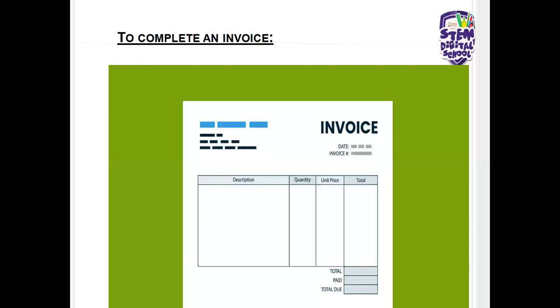Unit price is the price of one item. And the total is, if we have purchased, let's say, 5 things of the same thing, then you write the total price in there. And then at the bottom you will get the big total at the end of the day and how much you will pay at a later stage. And that is basically how you complete the invoice.